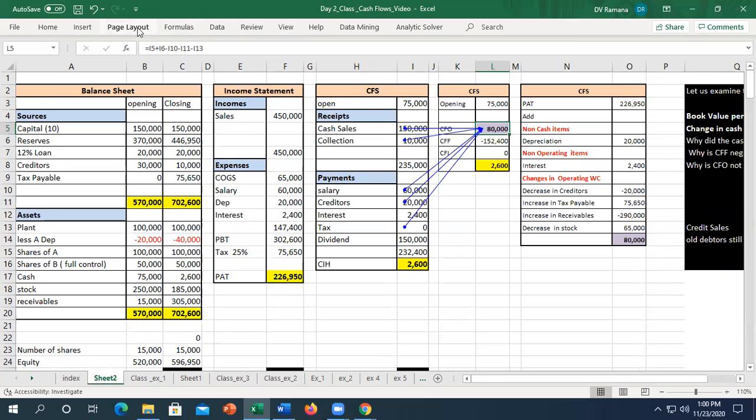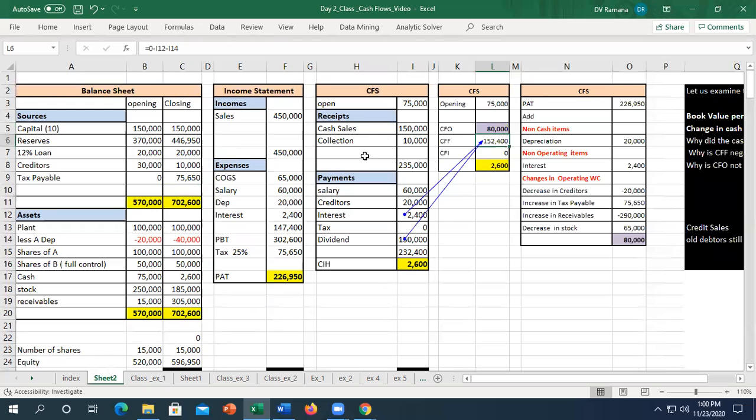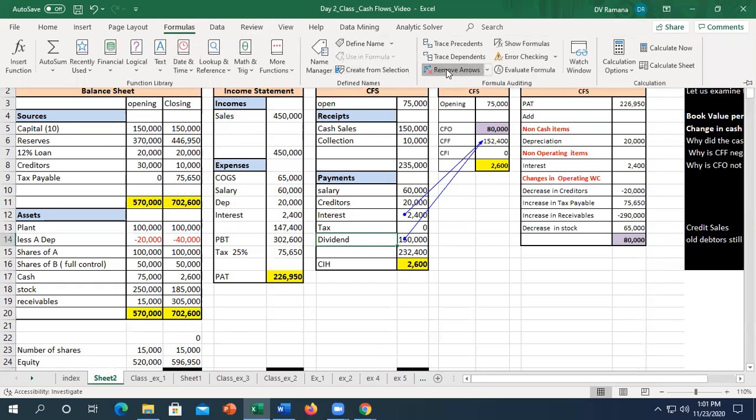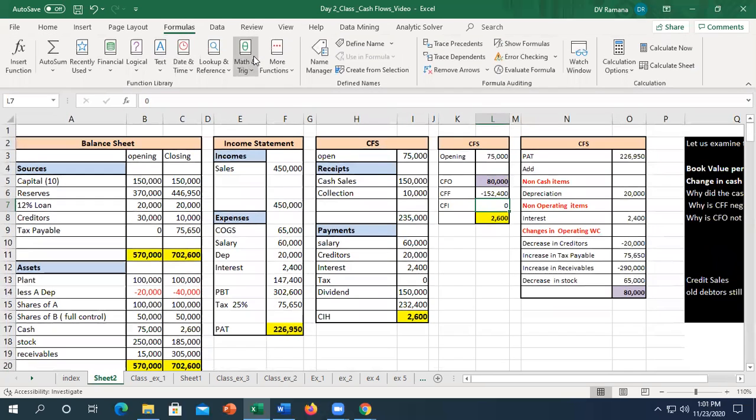And the CFF, which is cash from financing, is negative because we can see the reasons for the negative cash flows, where the company did not raise any cash flows from the capital or the loan, no change in the capital, no change in the loan. However, the company paid interest and dividend. And CFI is nil because the company did not make any investment, neither has it received any income from other sources. So therefore, we can see that cash has come down from 75,000 to 2,600, mostly because of the negative CFF.